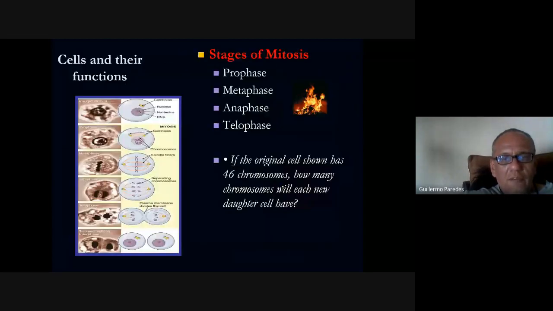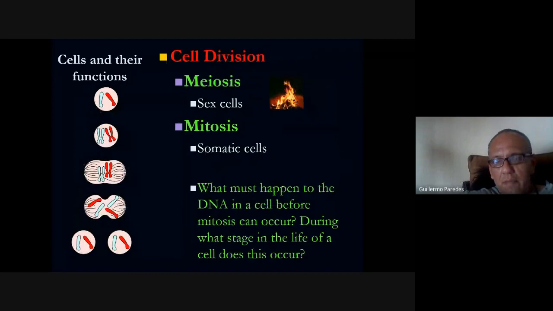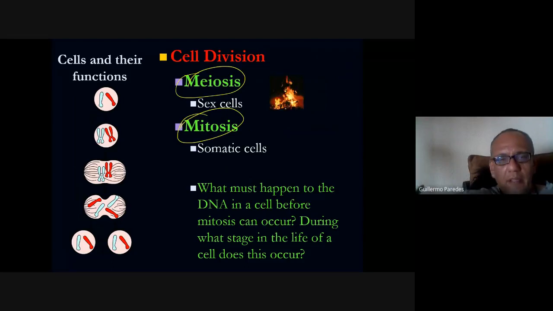All right, so talking about cell division, we have meiosis and mitosis. So where is mitosis happening? Mitosis happens in the somatic cells. Meiosis happens in the sex cells.